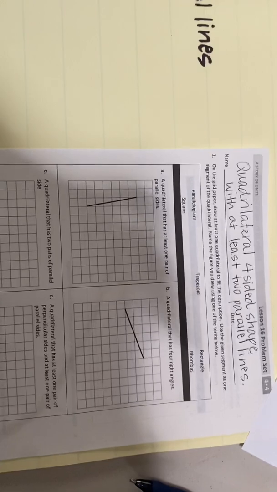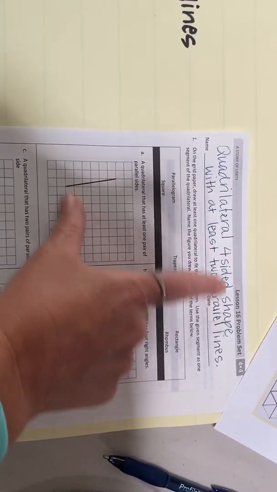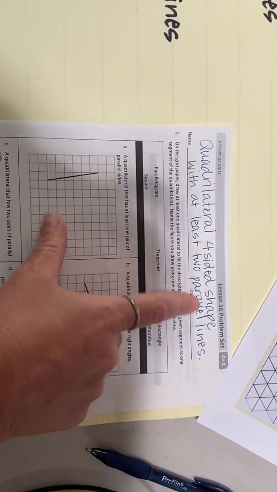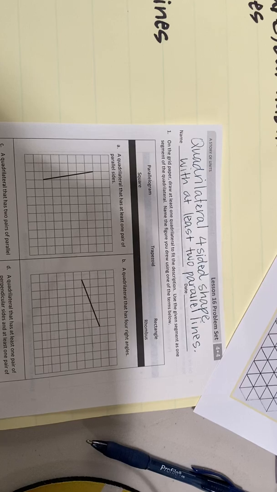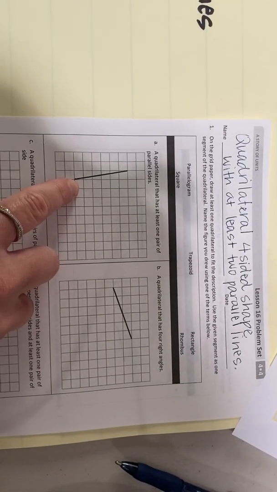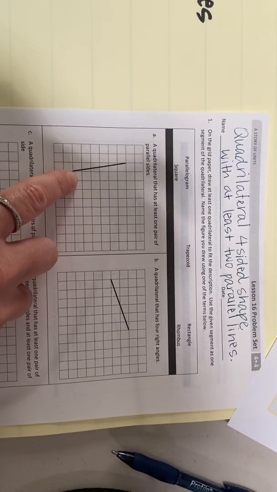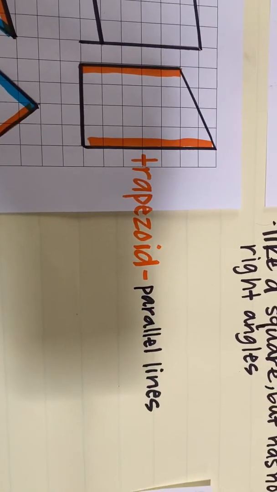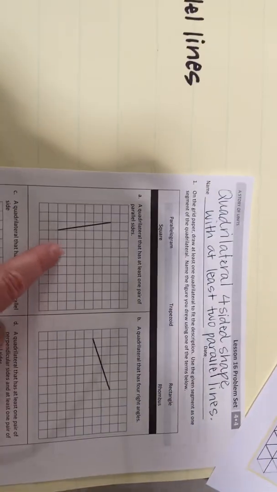Okay, so over here, you need to draw quadrilaterals. Remember, a quadrilateral is a 4-sided shape with at least 2 parallel lines. That doesn't mean it has to have 2 sets of parallel lines. It just has to have 1 set. So for this example, a quadrilateral that has at least 1 pair of parallel lines. Remember, a shape with 1 set of parallel lines is our trapezoid. So you're trying to make a trapezoid in this first one.